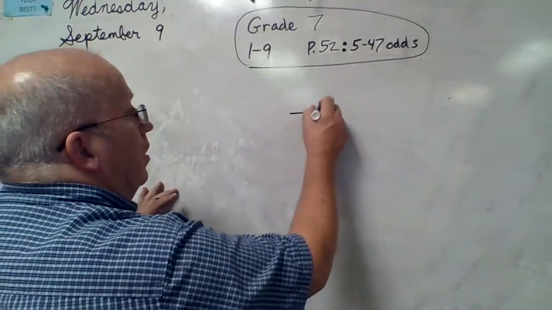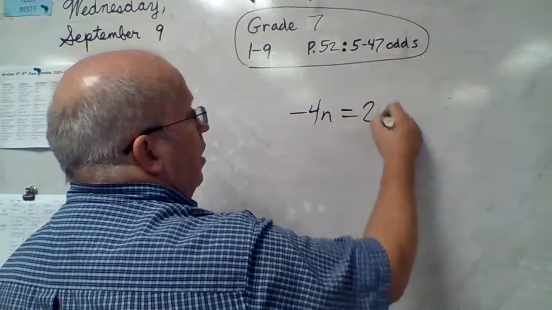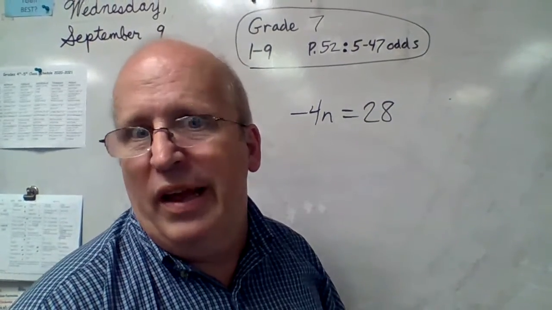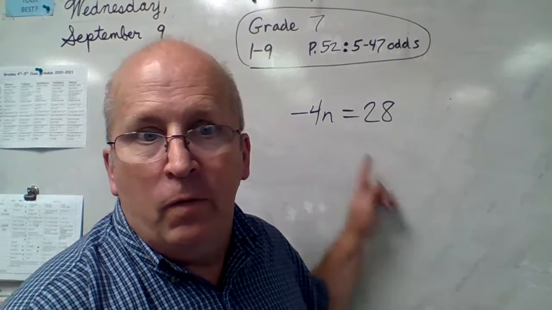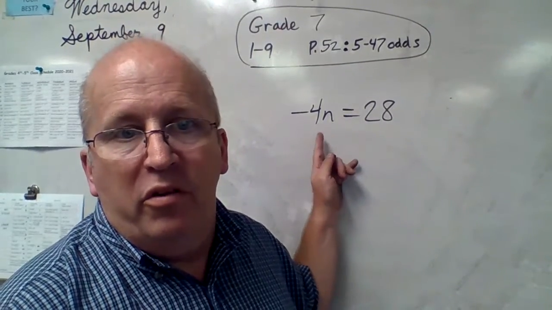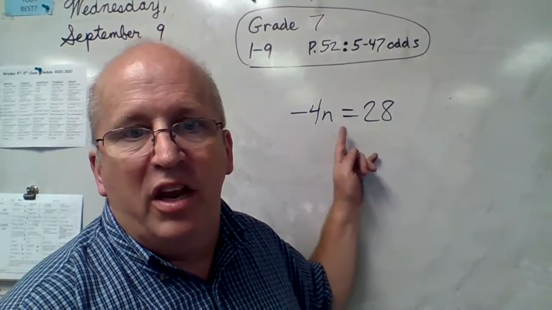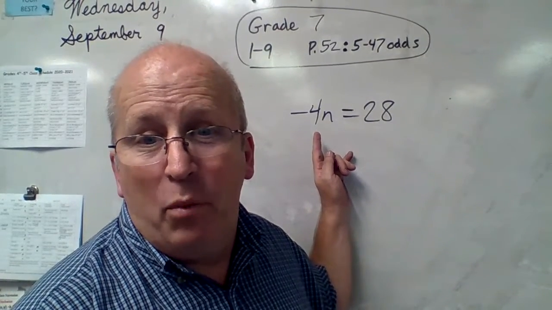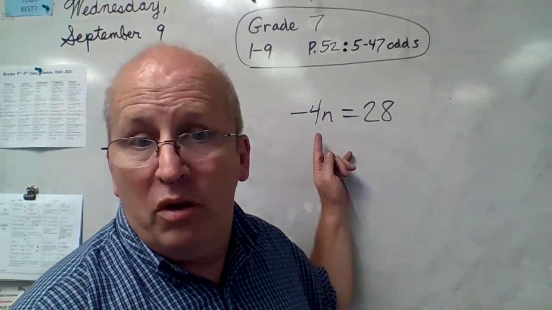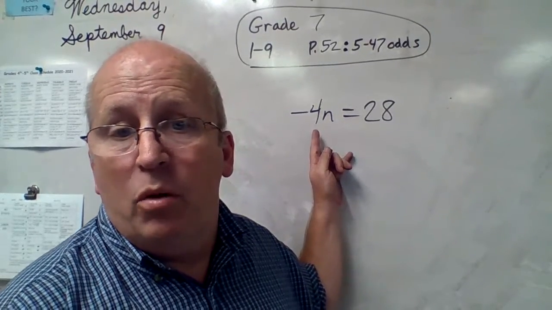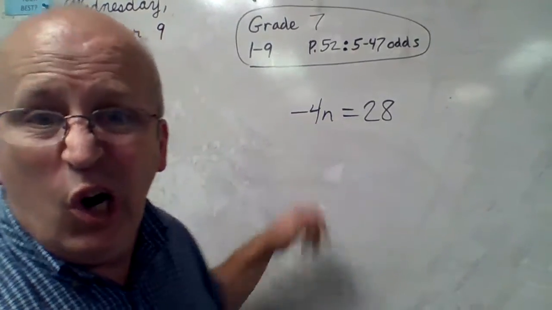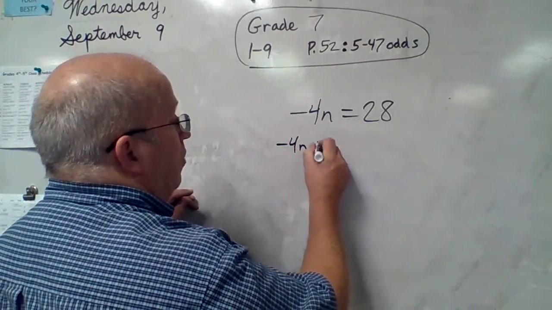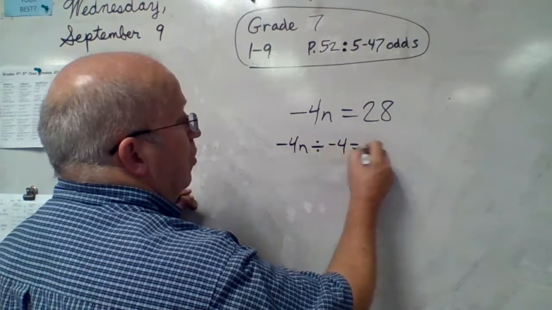Negative 4n equals 28. Well, the variable is this n. It's attached to the negative 4 by multiplication. We're using opposite operations or inverse operations. What's the opposite of multiplying by negative 4? How about dividing by negative 4?